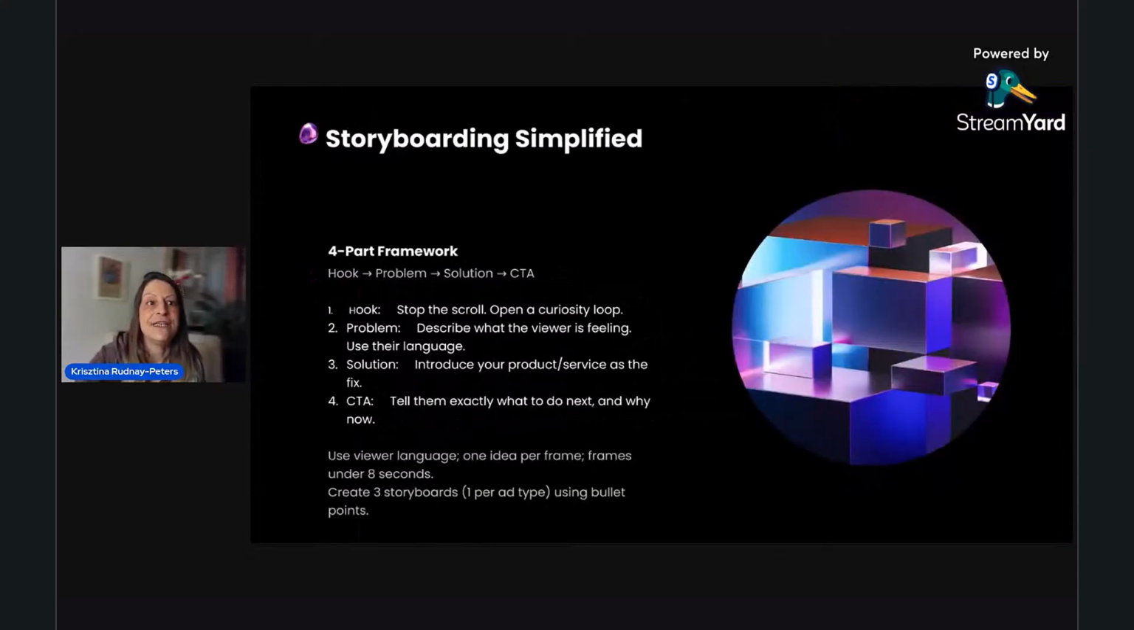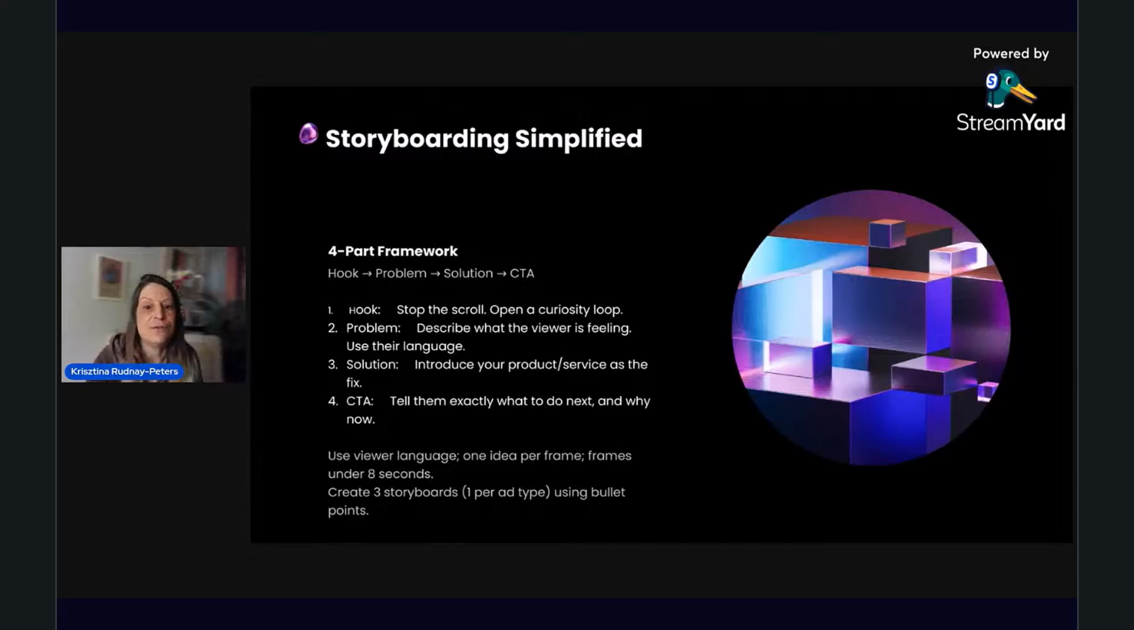And after you've picked your 3 winner hooks, now you're going to write the storyboarding, the 4-part framework: the hook, the problem, the solution, and the call to action. The hook stops the scroll and opens a curiosity loop. The problem: describe what the viewer is feeling, using their exact language. The solution: introduce your product or service as the fix. And the soft call to action: tell them exactly what to do next and why now.